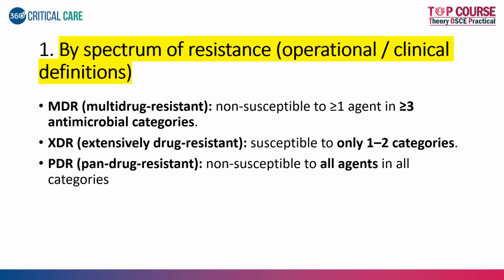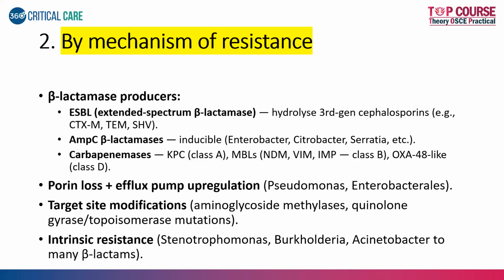When we're classifying MDR GNBs by spectrum of resistance, we all know this, it's very straightforward: MDR, XDR, and PDR. MDR is non-susceptibility to at least one agent in three or more classes of antimicrobials. In XDR, they are susceptible only to one or two categories. In PDR, they are not susceptible to all agents. This is by spectrum of resistance, and it's similar for both GPC and GNB. The other one is mechanism of resistance. Like I told you yesterday, it can be hydrolases, efflux mechanisms, target site alterations, or intrinsic resistance.